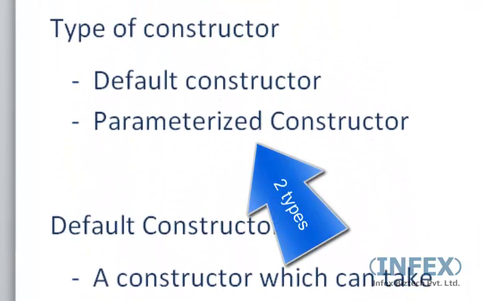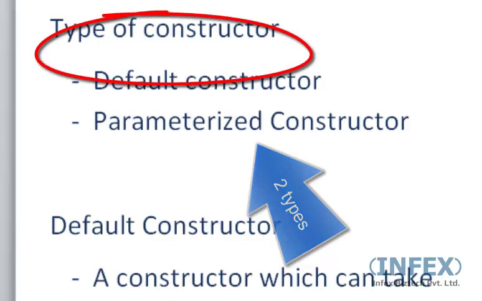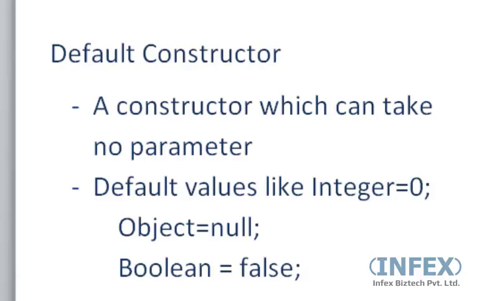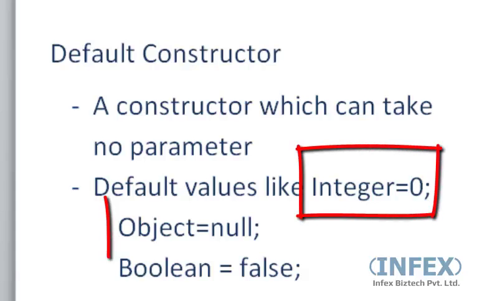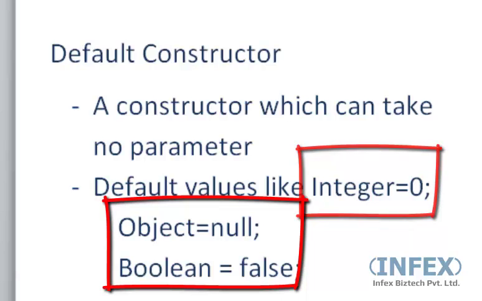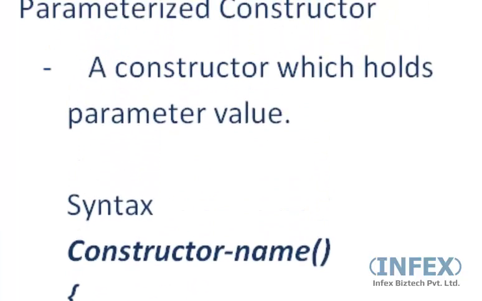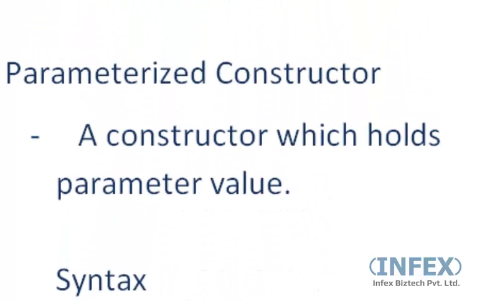There are two types of constructor: default constructor and parameterized constructor. First, the default constructor. A constructor which takes no parameter. In a default constructor, Java provides some default values, like integer is equal to 0, an object is null, and the boolean default value is false. In a parameterized constructor, a constructor which holds the parameter value. The constructor takes the values as arguments.